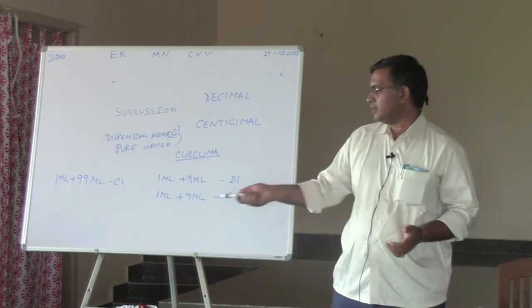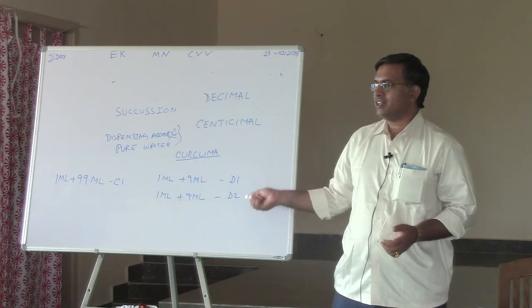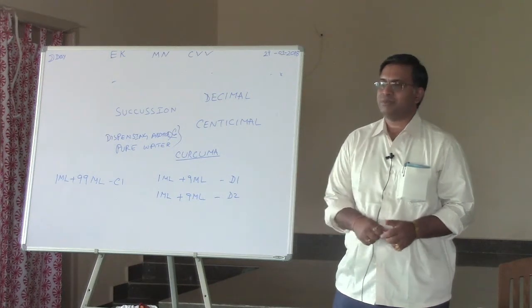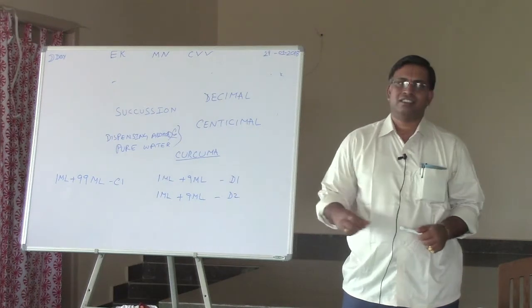You can build up 1D, 2D or 3D and then you can dispense. Instead of mother tincture, you can use a decimal scale. You can lower the potency.